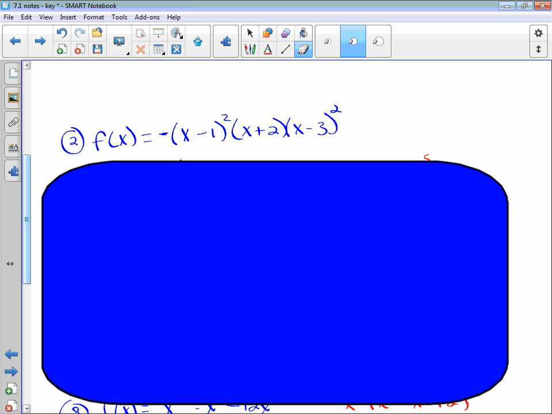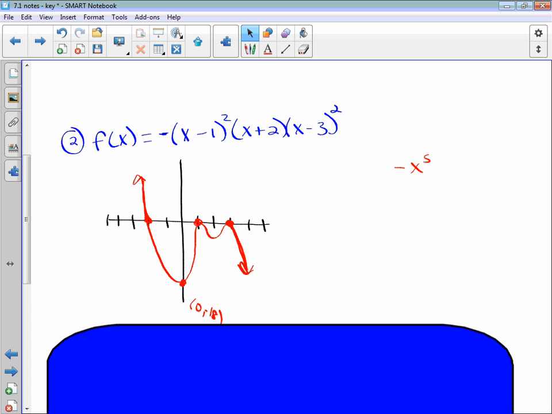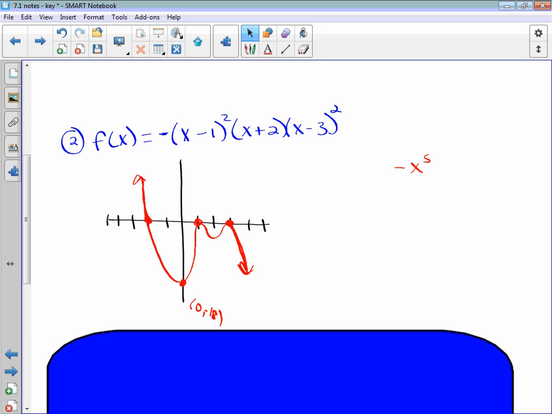What did you guys find your y-intercept to be? Negative 18, and how'd you guys find that? Plug 0 in. Yeah, that's all you gotta do. Plug 0 in. Okay? So that is what your graph should have looked like. Okay, all right with that?